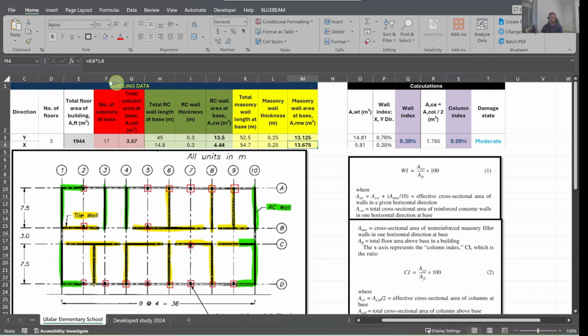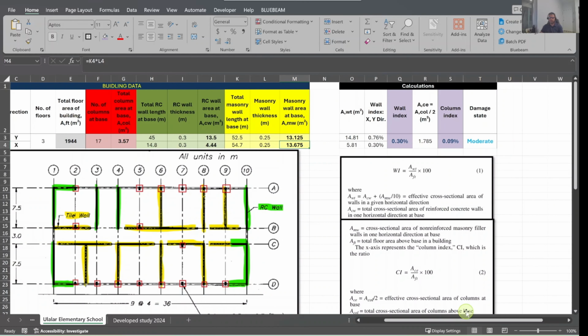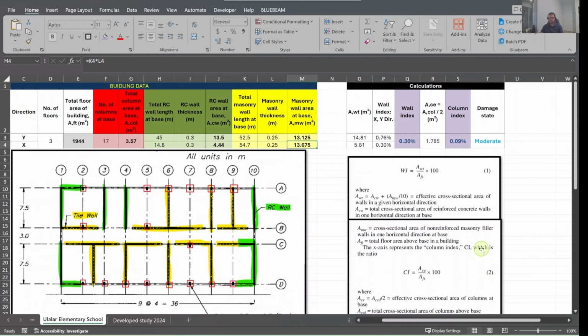All right. So far, these are the building's basic details. Now let's see how we can assess its damage risk against a major earthquake. So, as you can see, the wall index is calculated as the ratio of A sub WT to A sub FT, where AWT is the sum of the cross-sectional area of RC walls plus 1/10 of the cross-sectional area of masonry walls. And I have calculated it in this cell.